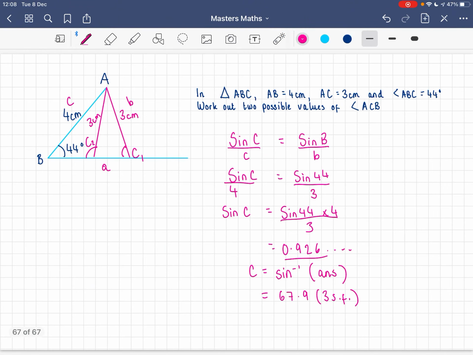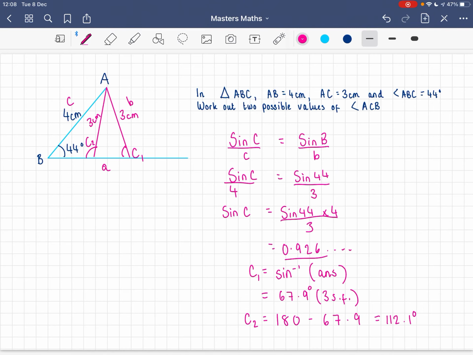So to get the other value of C, if this is C1, the other value of C would be 180 minus 67.9, which is 112.1. These are angles, so they're both in degrees. They're both to three significant figures. No, they're not, that's a lie. 112.1 is four significant figures. They're both to one decimal place.